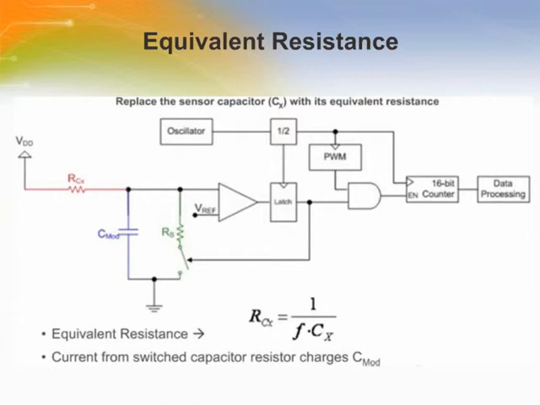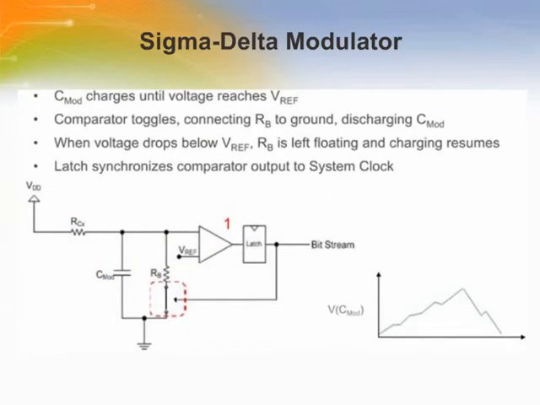In order to simplify the circuit, the switched capacitor input stage has been replaced with its equivalent resistance, RCX. Notice that RCX charges CMOD. Again, a greater capacitance at the sensor means a lower equivalent resistance, allowing more current to charge CMOD. The current through RCX charges CMOD until the voltage reaches the reference voltage VREF. At that point, the comparator will trip. Once the comparator trips, the bleed resistor is connected to ground.